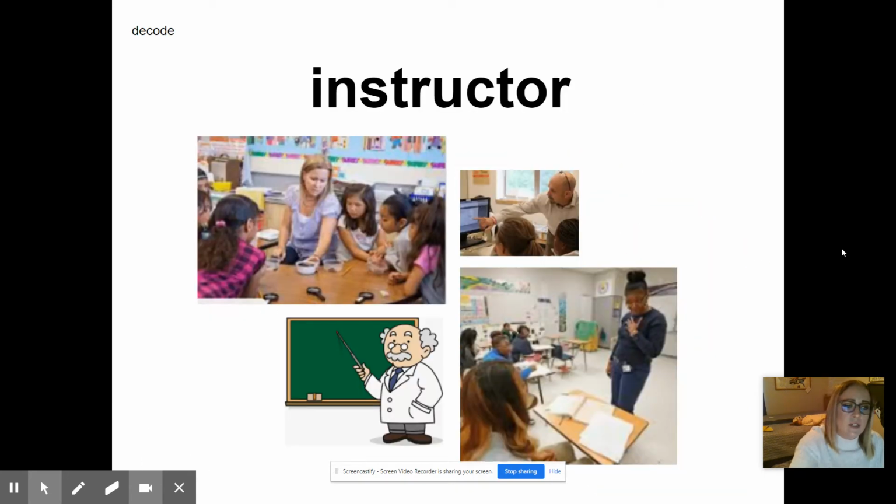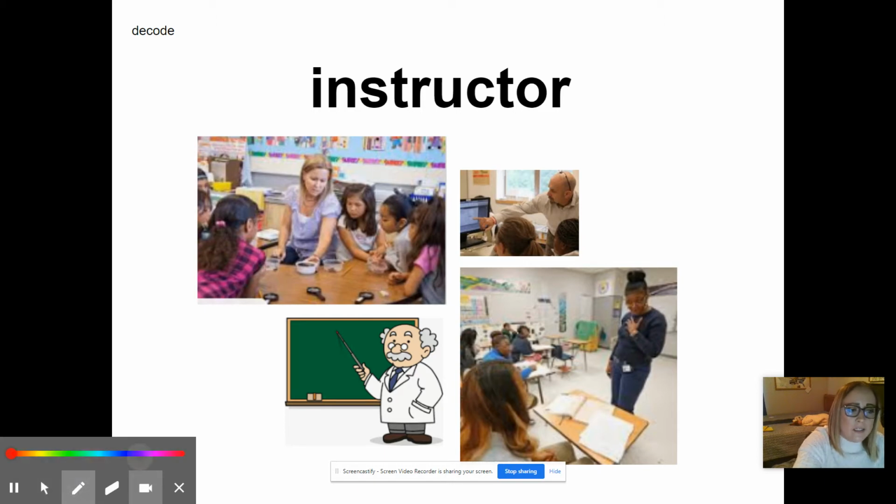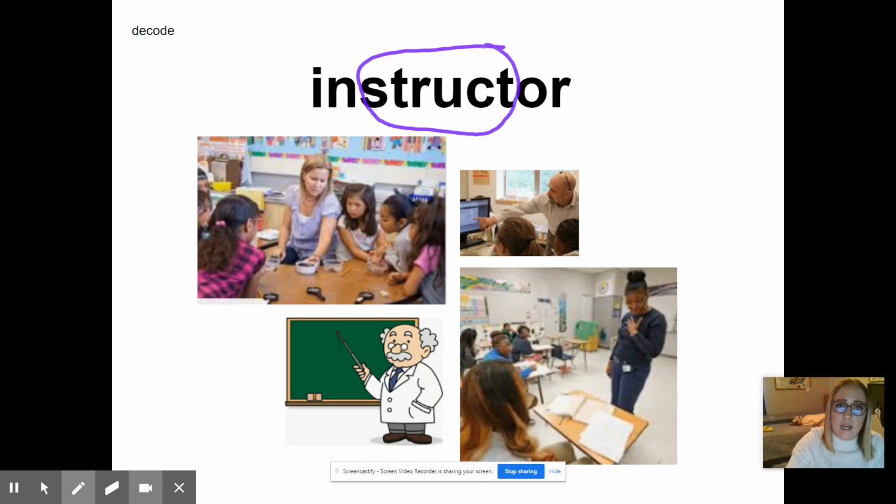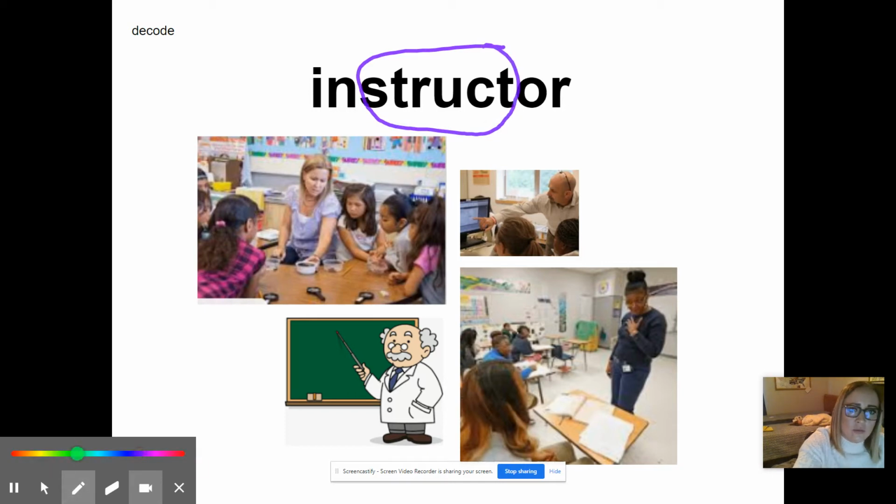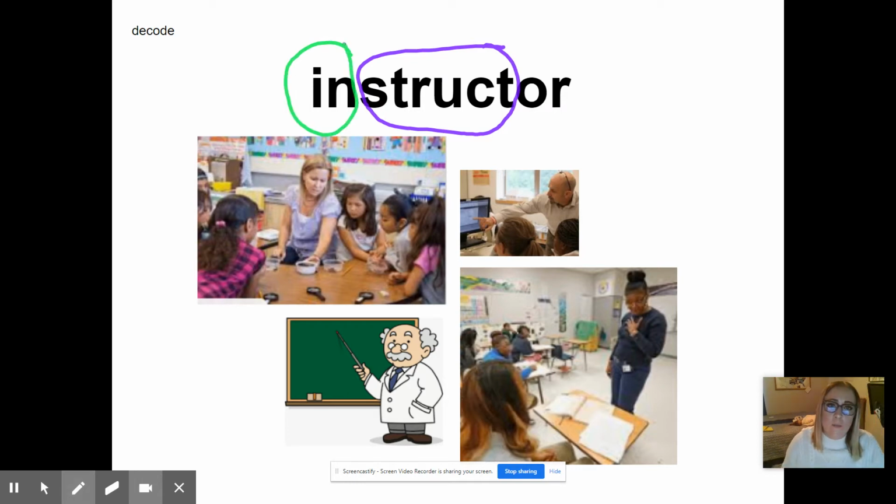So the first word we have is instructor. And if I am looking at this, I pull apart my word to syllabicate it. I have struct. And then I have another root, which we've talked about, which was in. And in means out or away from, or not, opposite of, or without. So we are not physically building on something, but we're building on someone's knowledge. So an instructor is considered like I would be considered an instructor because I'm a teacher. So I'm building on your knowledge.